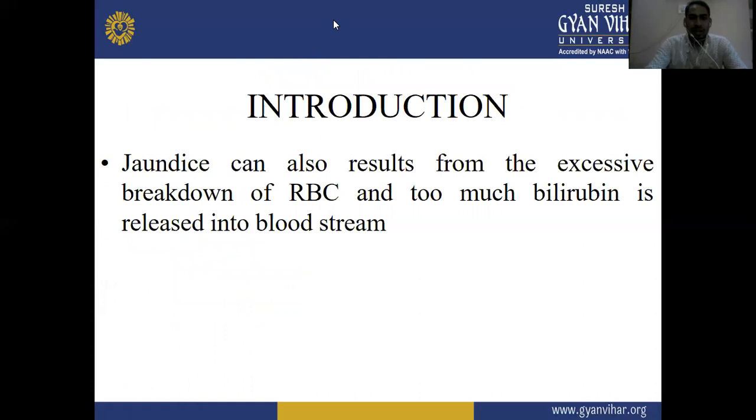First of all, let us discuss the introduction of jaundice. Jaundice can result from the excessive breakdown of RBC, and too much bilirubin is released into the bloodstream. Breakdown of RBCs means breakdown of erythrocytes.